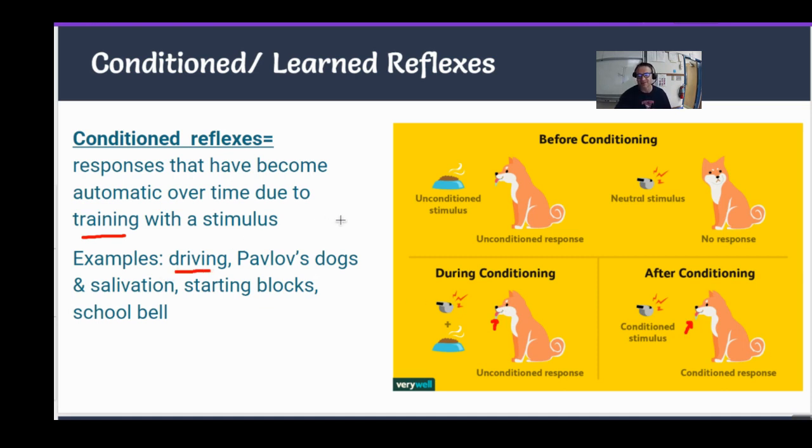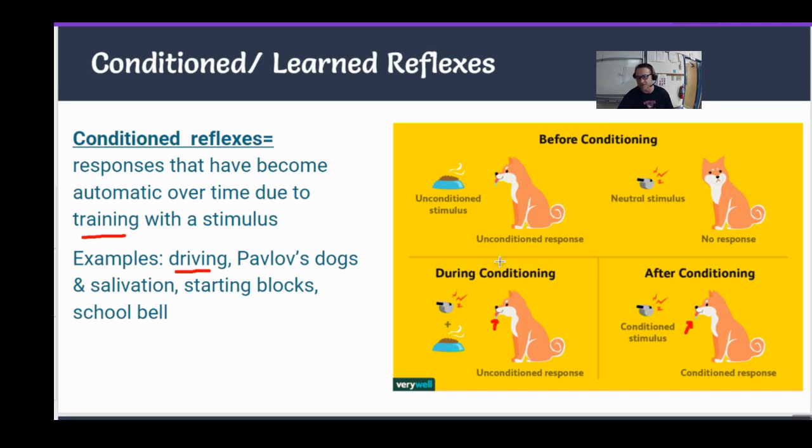And some other examples include driving. Now, most of you guys are 16, 17. So when you're driving, you're probably still at 10 and 2 and looking around and stopping completely at a stop sign. And you're really focused on what's going on. But once you've been driving for 5, 10, 15, 20 years, I come to school and I don't even remember driving to school because it's a conditioned reflex. I've done it thousands of times. I don't even have to think about it.